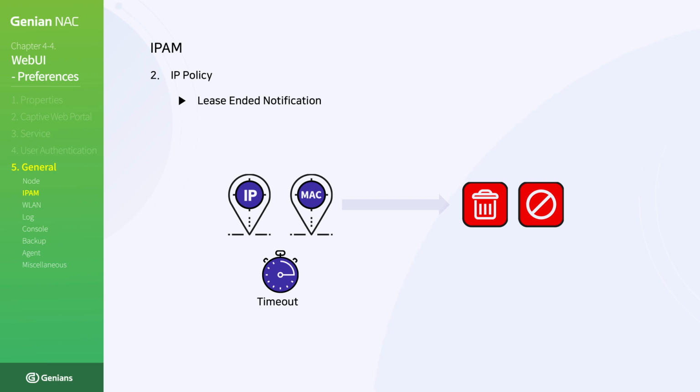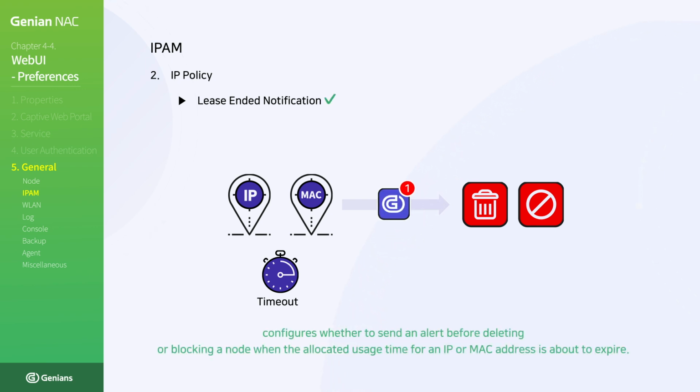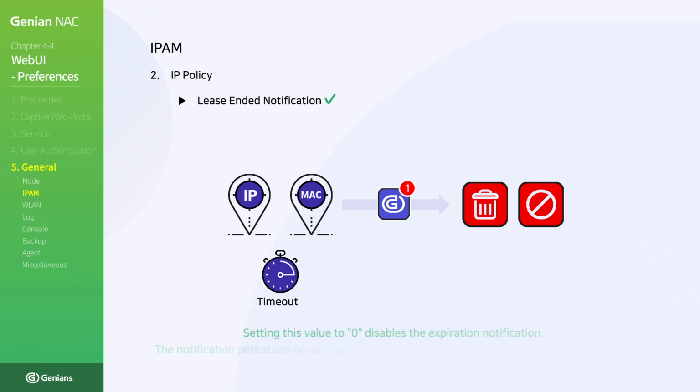The IP policy consists of 5 configurable items. The lease-ended options item allows you to configure how nodes are processed when the allocated usage time for an IP or MAC address expires. The available handling options include deleting the expired target or blocking it using the IP policy.